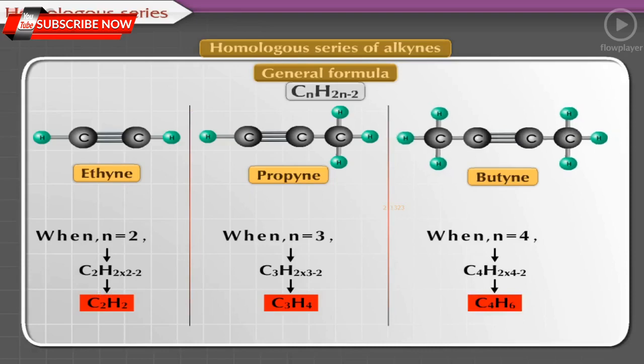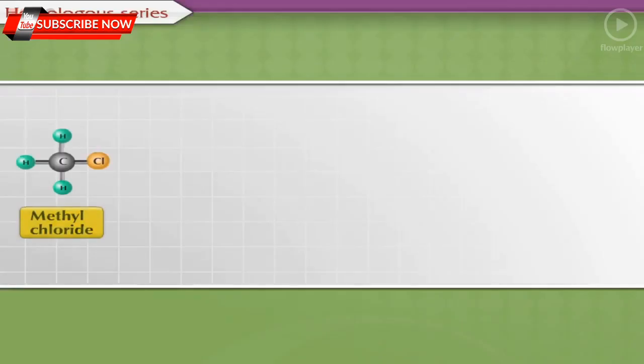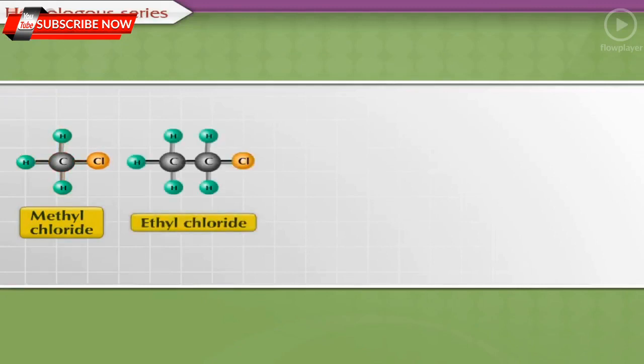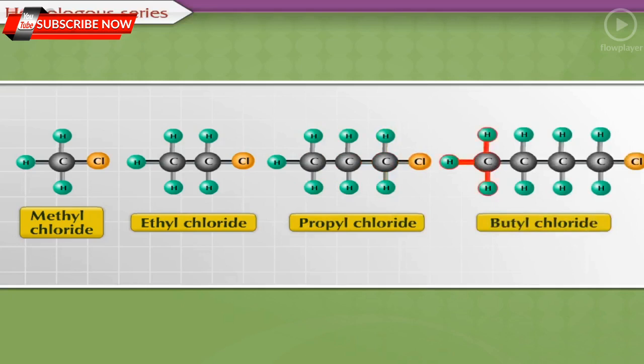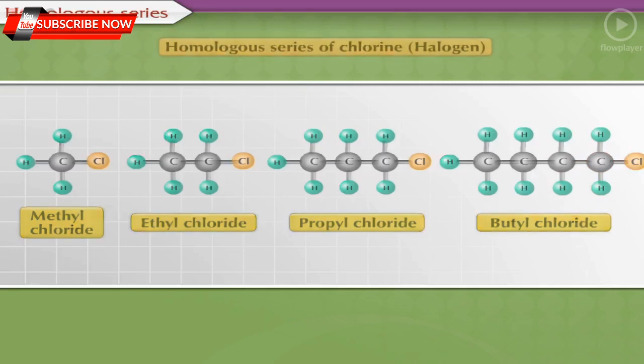Come, let us note down the structural formulae of the first 4 members of the various homologous series formed by making use of different functional groups. Methyl chloride, that is CH3Cl. Ethyl chloride, that is CH3CH2Cl. Propyl chloride, CH3CH2CH2Cl. And butyl chloride, CH3CH2CH2CH2Cl constitute the homologous series of chlorides.